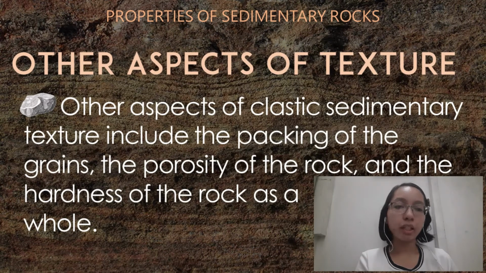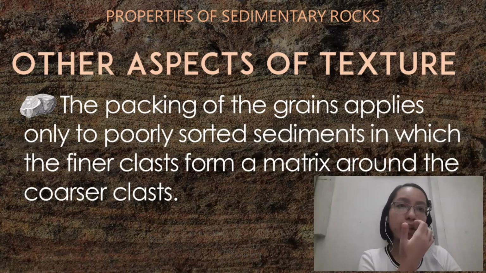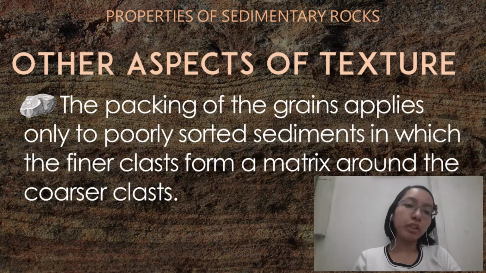Other aspects of plastic sedimentary texture include the packing of the grains, the porosity of the rock, and the hardness of the rock as a whole. The packing of the grain applies only to poorly sorted sediments in which the finer class form a matrix around the coarser class. So, yung packing ng grains, meron lang siya sa poorly sorted sediments.